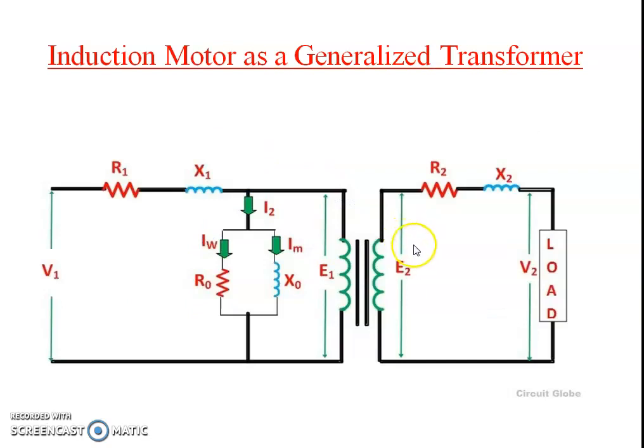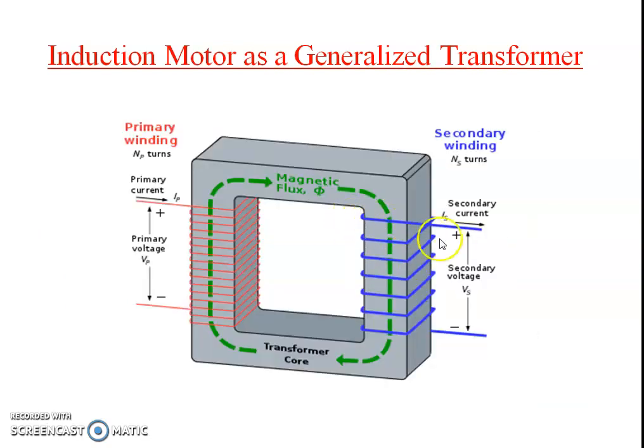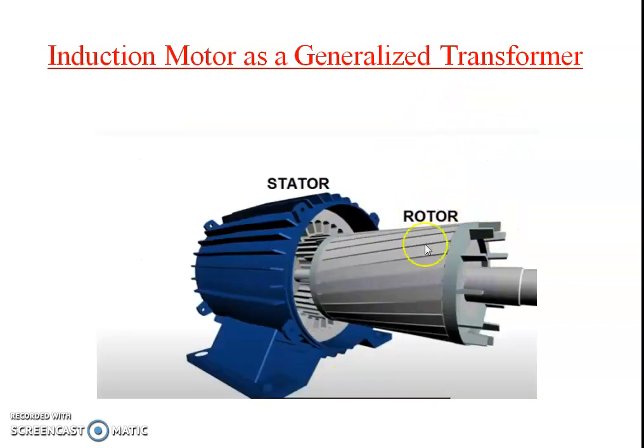Now the transformer has the secondary side. Whatever flux is created by the primary winding is circulated through the transformer core and passed through it. Now it is going to link with the secondary side. Here the secondary winding of the transformer is equivalent to the rotor winding, because whatever flux is created by the stator winding of the induction motor is transferred to the rotor through the air gap.